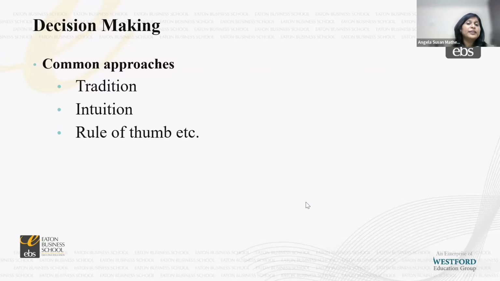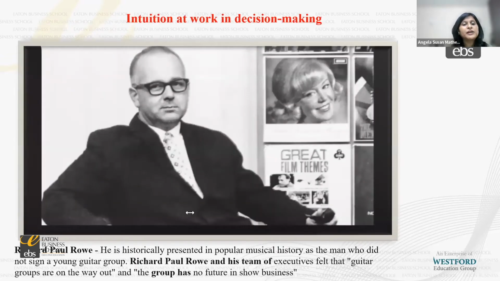So for instance, I will give you an example. This person here, are you all able to see an image that I'm sharing at the moment?